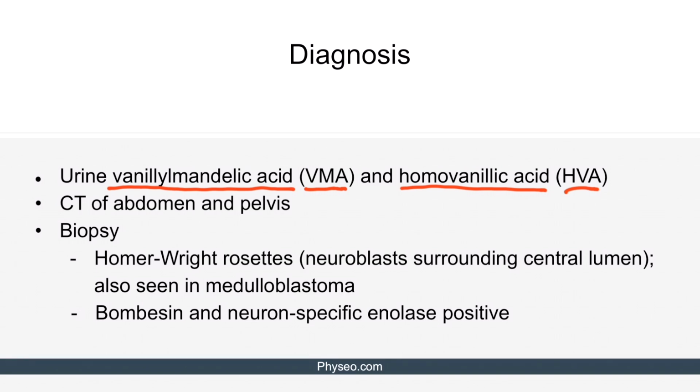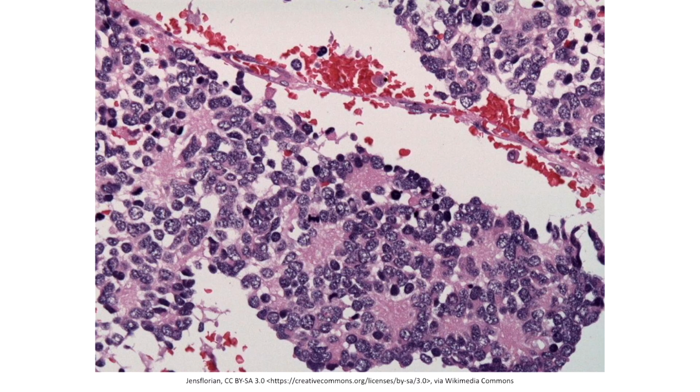A biopsy of the mass usually shows Homer-Wright rosettes on microscopy. These rosettes consist of neuroblasts surrounding the central lumen. Homer-Wright rosettes can also be seen in medulloblastoma. The tissue specimen is usually positive for bombesin and neuron-specific enolase. This is an image showing Homer-Wright rosettes. And notice that there are several neuroblasts surrounding a central lumen.